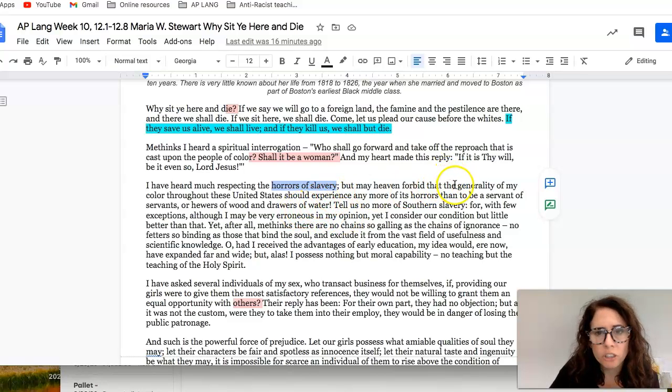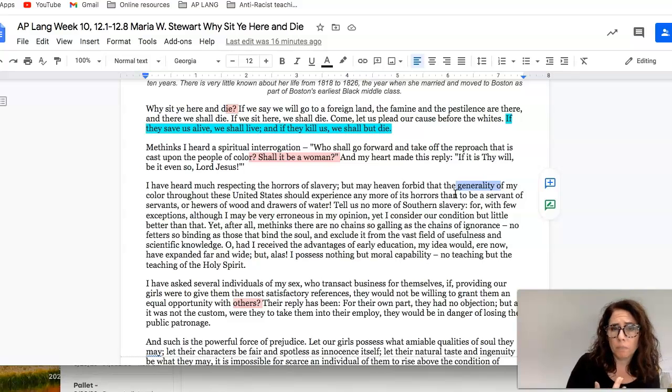Again, not sure where she's going with this. But I do hear that, and this word troubles me, I'm not going to worry about it, but that the color of her skin and how she is perceived in the United States, that maybe people like her, people who are not white, God forbid, heaven forbid they experience any more of its horrors. So what is the it? Let's trace it backwards. What is the thing that she's talking about? She's talking about slavery. So replace it with slavery. Any more of slavery's horrors than to be a servant of servants or hewers of wood and drawers of water.